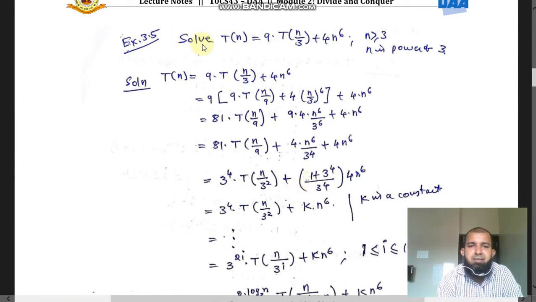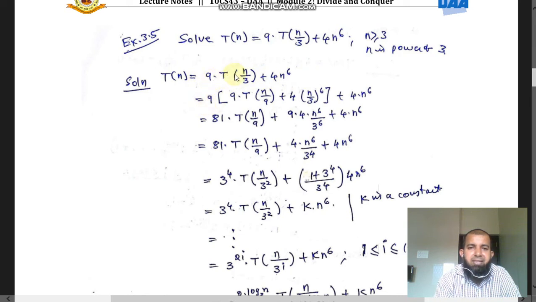Next recurrence relation. Solve T(n) = 9T(n/3) + 4n^6, where n is greater than or equal to 3, so n is a power of 3. Okay, so this is the recurrence relation.